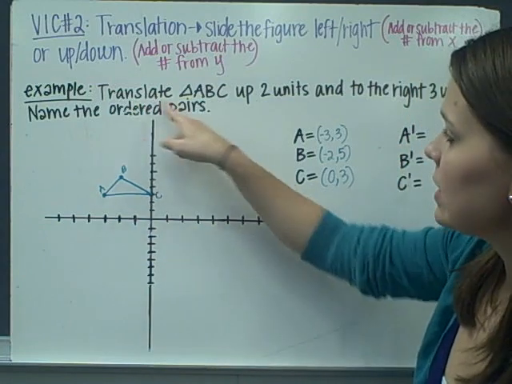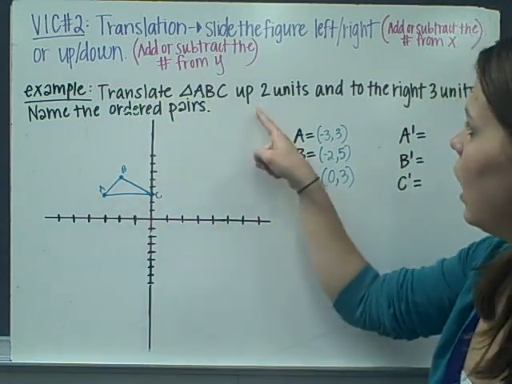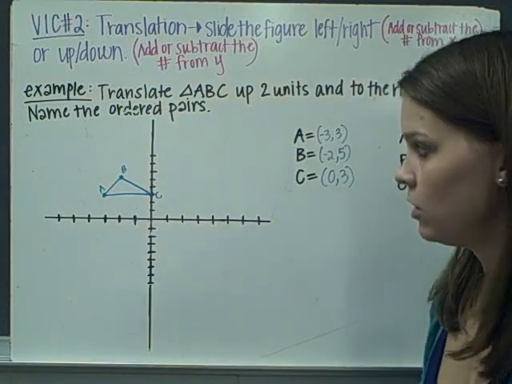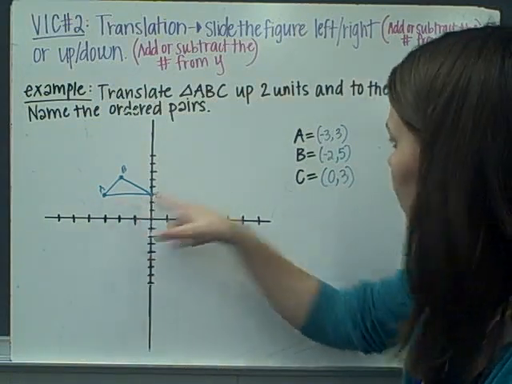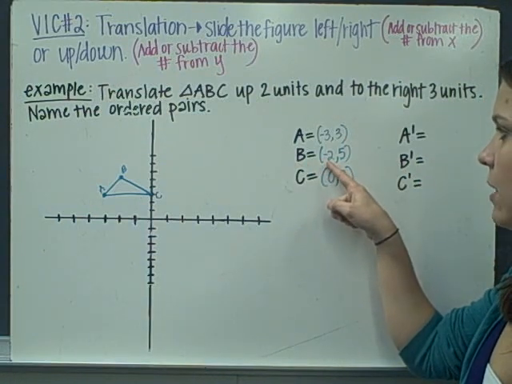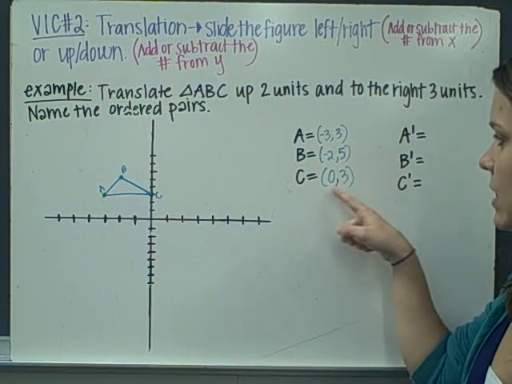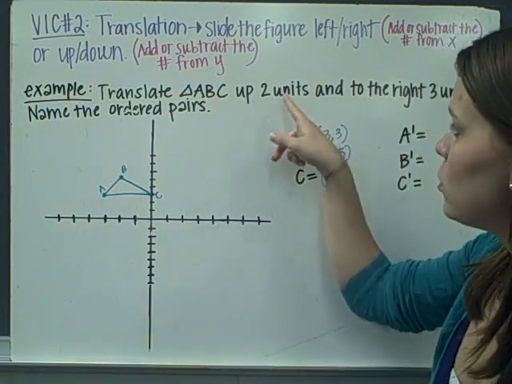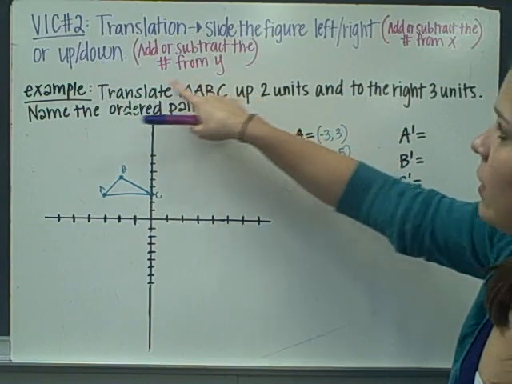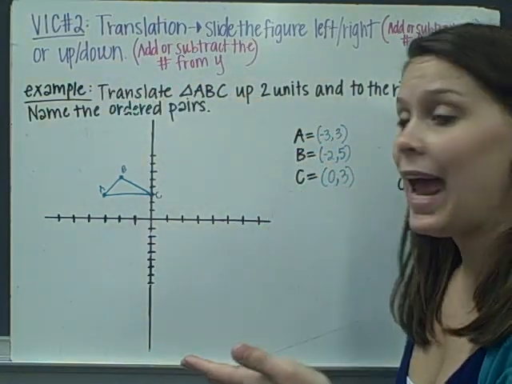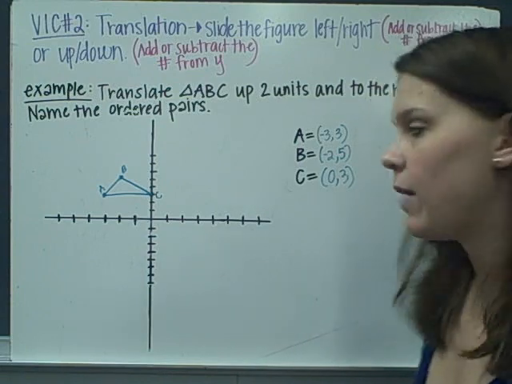So we have translate triangle ABC up 2 units and to the right 3 units. Name the ordered pairs. So we have triangle ABC, A is at -3, 3, B is at -2, 5, and C is at 0, 3. So first it says to translate it up 2 units. And we know that if we go up or down from big number 2, since we're going up, that means we're going to add 2 units to the y value.